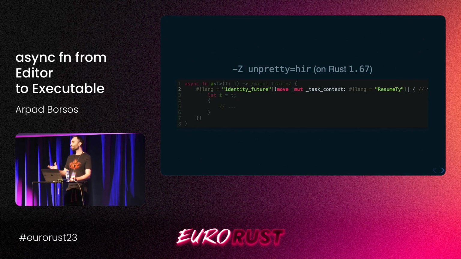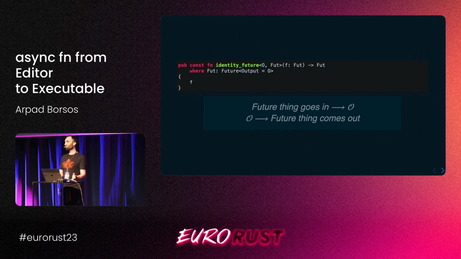And we also have an explicit resume type mentioned here. So this identity future, it's pretty much what you would imagine. It's just a function: future thing goes in, future thing comes out, and the type lifetime error just magically disappears.